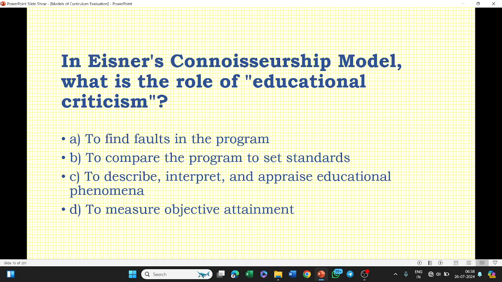In Eisner's connoisseurship model, what is the role of educational criticism? Options: to find faults in the program, to compare the program to set standards, to describe, interpret, and appraise educational phenomena, to measure objective attainment.